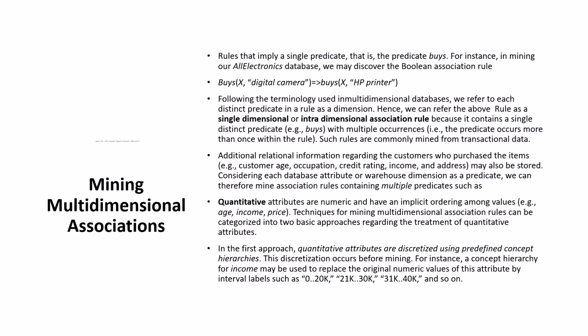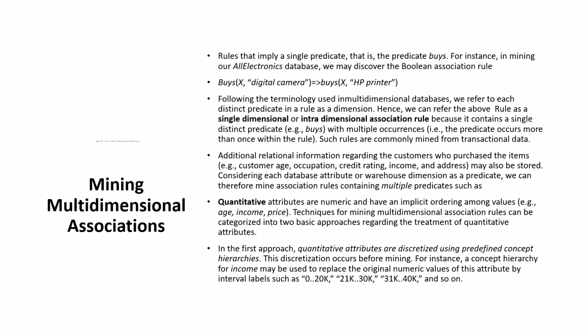Such rules are commonly mined from transaction data. Additional information regarding the customers who purchase the items may also be stored. Considering each database attribute or warehouse dimension as a predicate, we can therefore mine association rules containing multiple predicates, such as quantitative attributes that are numeric and have an implicit ordering among values.